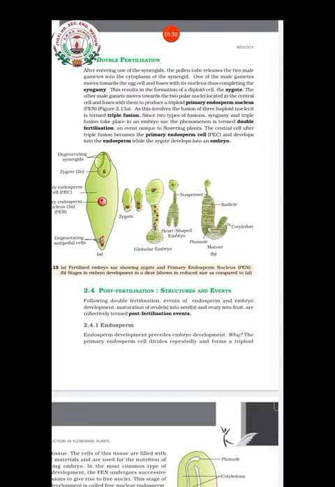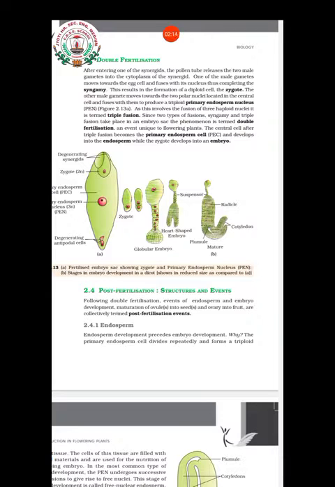We have studied that after pollination, what is pollination? Transfer of pollen grains from the anther to the stigma of the flower, isn't it? After pollination, the pollen grain will grow down, and that is known as pollen germination, isn't it? And it reaches the ovule through the style. And through the filiform apparatus of the synergids, it enters into the egg cell.